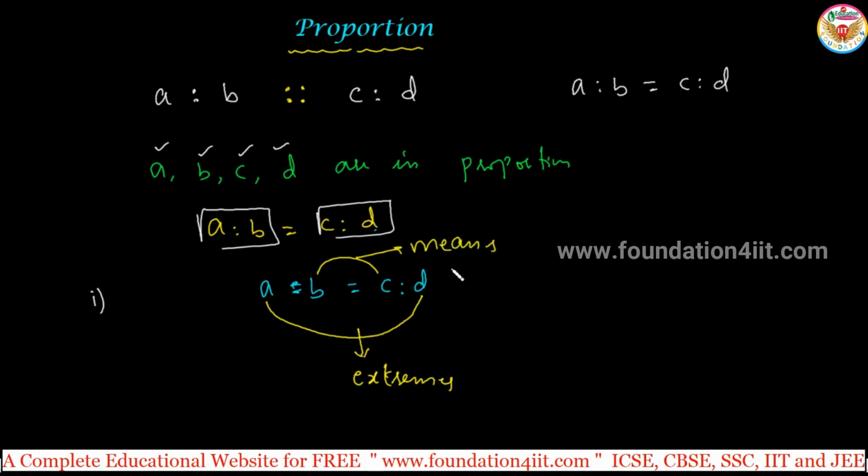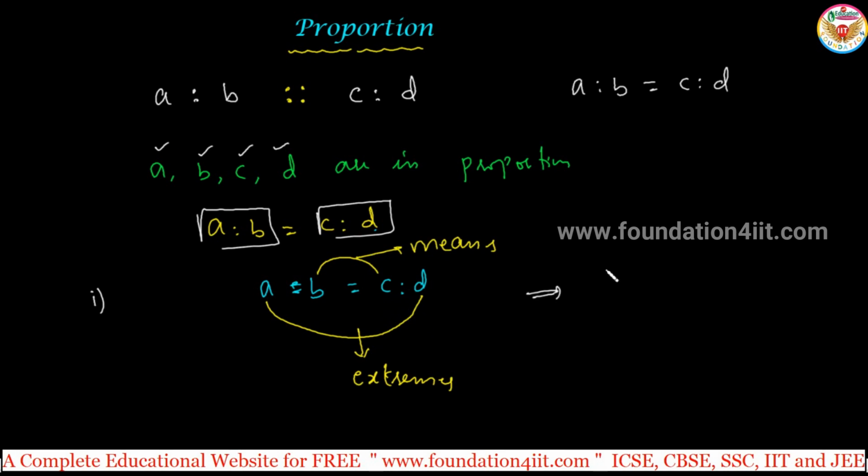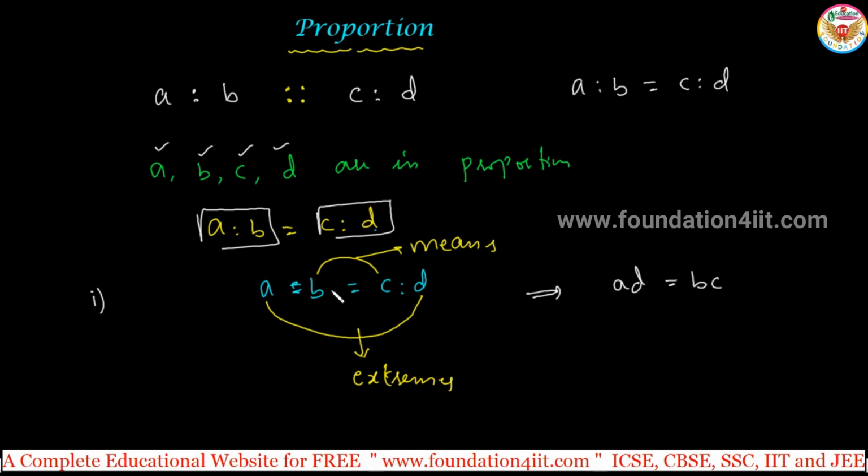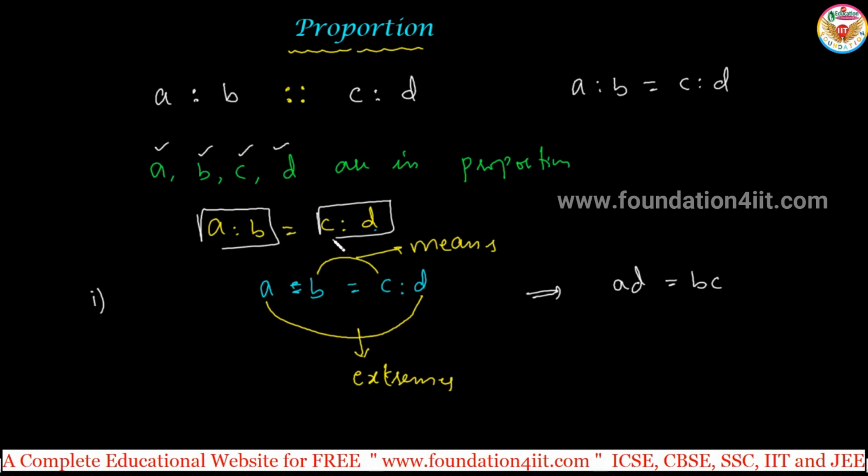You can see the words. The first and last terms are called extremes, and the second and third terms are called means, right? And if you notice this, the product of the extremes, A into D, is exactly equal to B into C. The product of the first and last terms should be equal to that of the middle terms. That means the product of the extremes is equal to the product of the means. This is about the property. And the fourth term is called the fourth proportional and the third term is called the third proportional. So you can use these words.